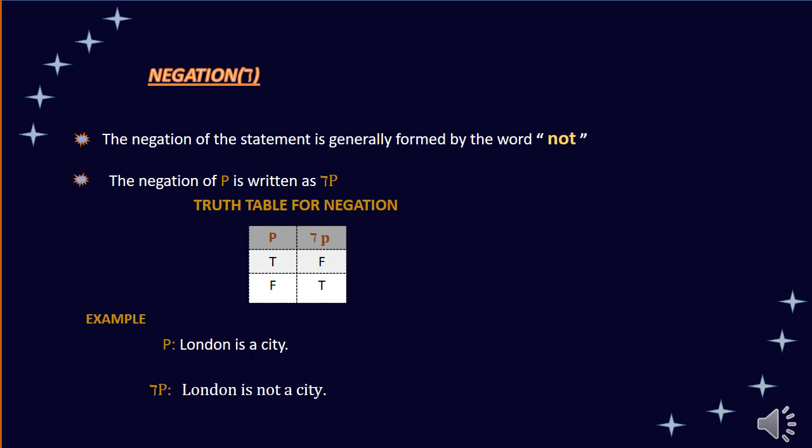Example: the statement P is "London is a city", and ¬P is "London is not a city", because the negation is formed by the word not, which is what we used.